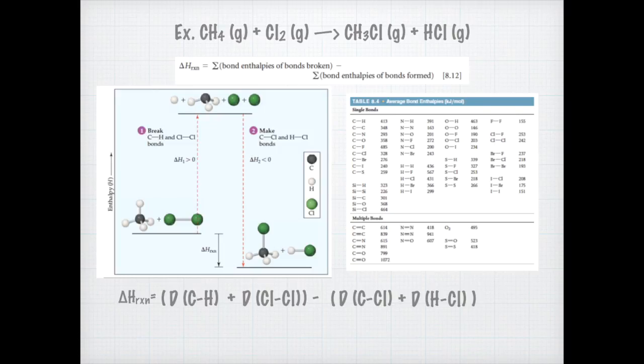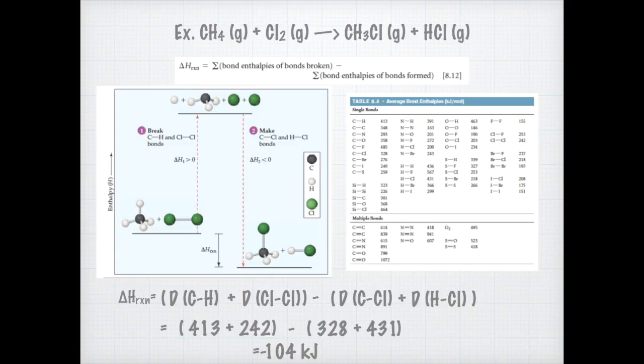So to do this mathematically, I'm going to take the bond enthalpy of carbon and hydrogen, which is 413, and add to that the bond enthalpy of chlorine and chlorine, which is 242. And then I'm going to subtract from that the bond enthalpy of carbon and chlorine, which is 328, and add to that the bond enthalpy of hydrogen and chlorine, which is 431. Okay? And so you take the sum of the bond enthalpies that are broken, subtract from that the sum of the bond enthalpies that are formed, and you have your enthalpy change for that reaction, which is negative 104 kilojoules.